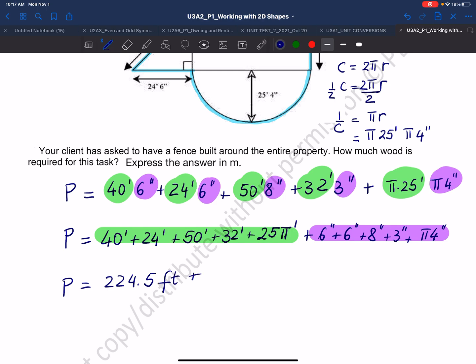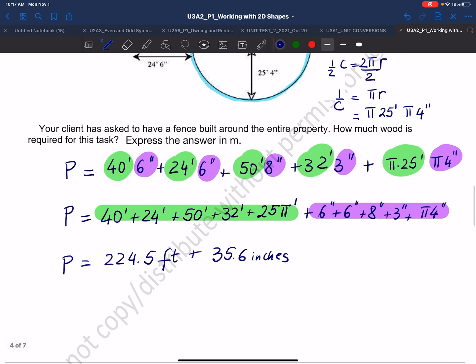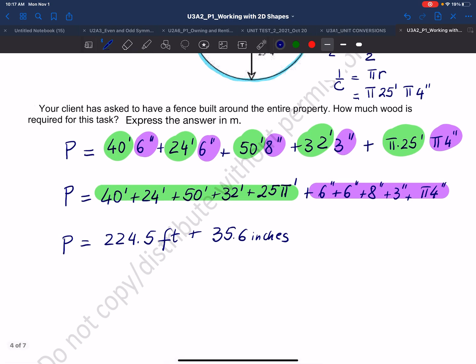And let's take a look at the inches. So we have 6 plus 8 plus 3, and then plus pi times 4. So that would be 35.6 inches. And I use the calculator in here, obviously. So this would be the perimeter measured in imperial system: 224.5 feet, 35.6 inches.